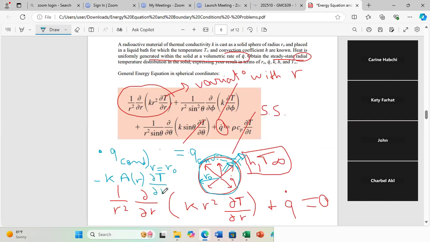This is the conduction rate equals to the convection rate, which is H times the same area, because convection also is taking place through the lateral area of the sphere. So it's A at R0 here, and this is del T by del R at R0, equal to H times area at R0 times delta T, which is T at R0 minus T infinity.